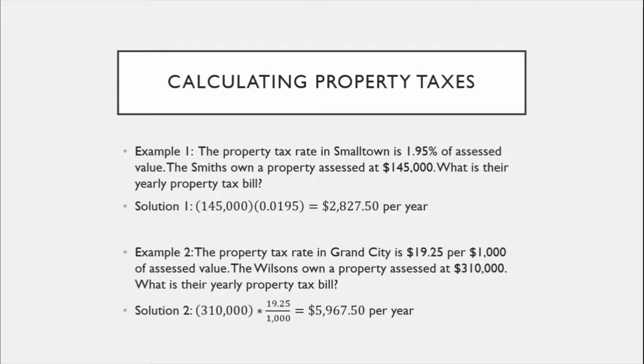Okay, this one is bigger because A, this is a more expensive tax rate, and B, it's a more expensive house. So to do this, we're actually going to use that $19.25 per thousand as a fraction. So we're going to multiply that $310,000 that the house is worth by that fraction, and in your calculator you could actually just punch in 310,000 times 19.25 divided by 1,000, and that would get it to you. And you're going to come up with $5,967.50 per year. So it's a higher tax rate, it's a more expensive property, it does cost more.